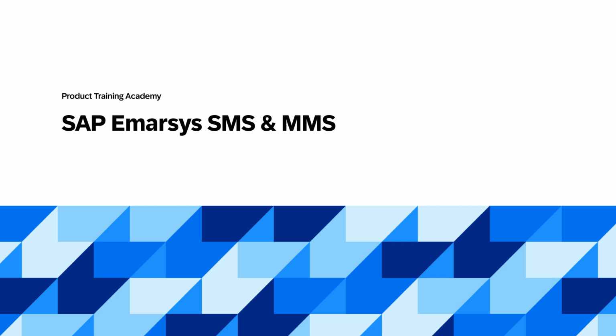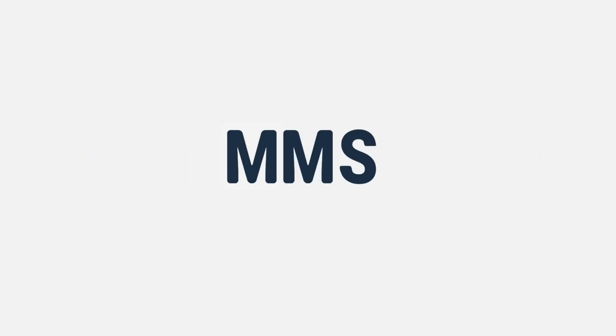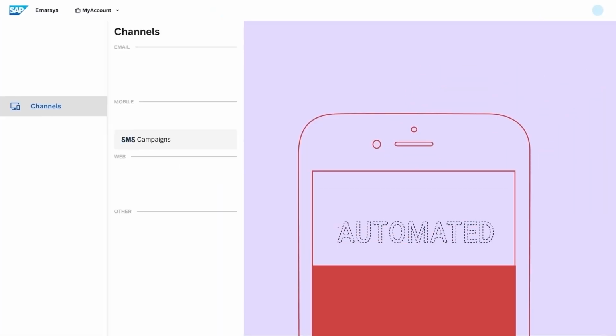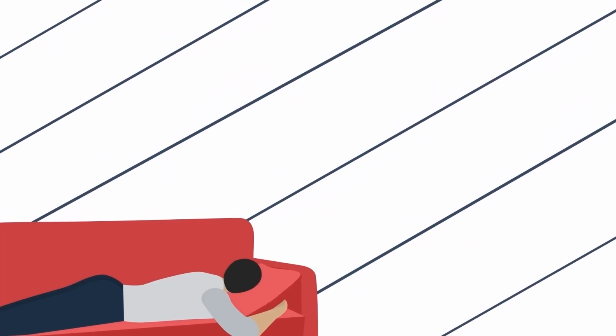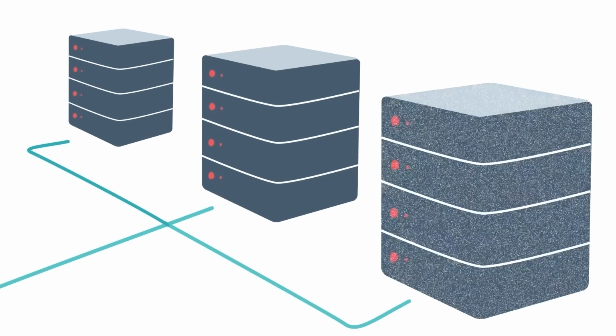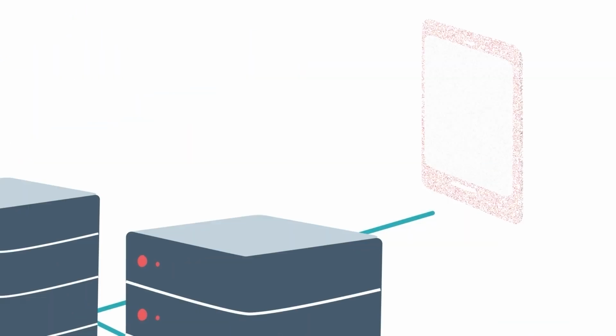Hello! In this video, we will introduce the SAP Emarsys SMS and MMS channel. With this channel, you can create, automate, and deliver messages from your account to reach more of your customer base, even when they're offline. First, you need an SMS vendor that provides SMS messaging services.